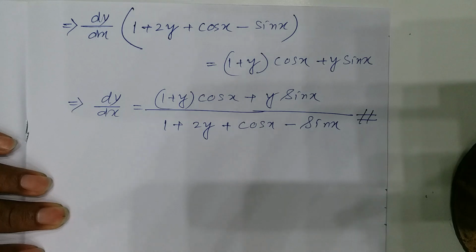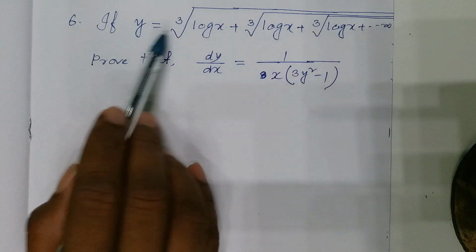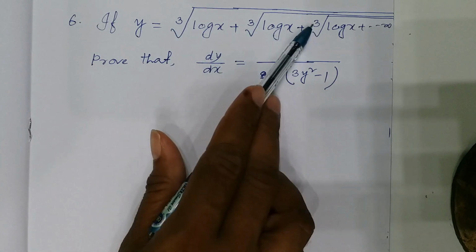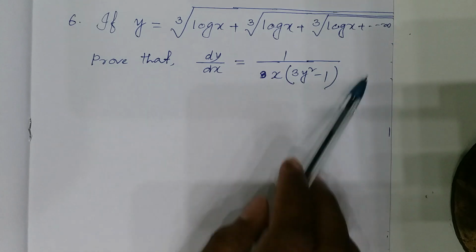Again we see another question. So this is your question now. y is equal to cube root of (log x plus again cube root of (log x plus again cube root of (log x plus up to infinity))). Then prove that dy/dx is equal to this one.